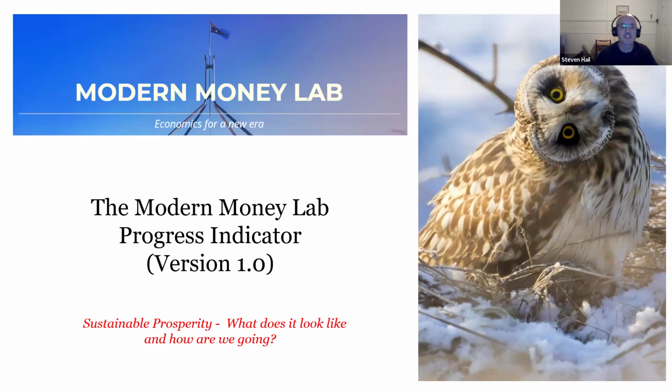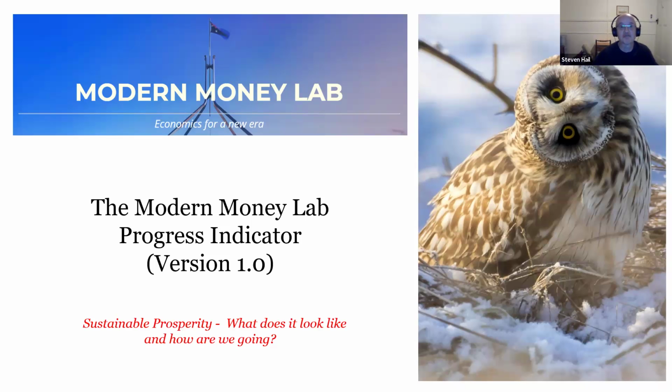And the title you can see at the bottom of this slide, Sustainable Prosperity, what does it look like and how are we going? That's really a question that I'm going to be asking our students in the near future on the program and over the next couple of years. And you have to start off a conversation somewhere.